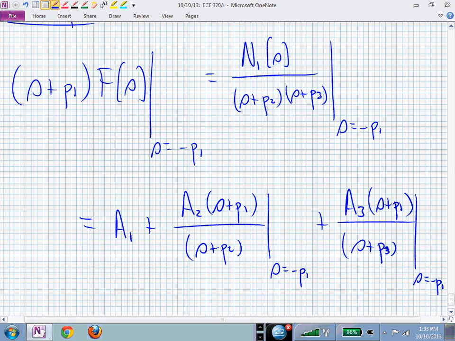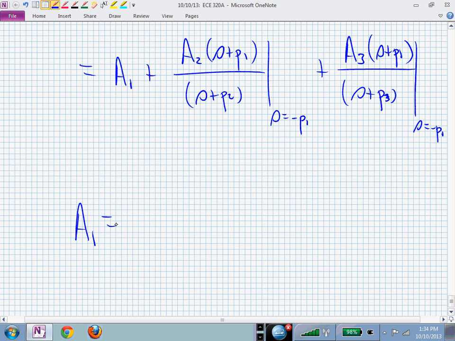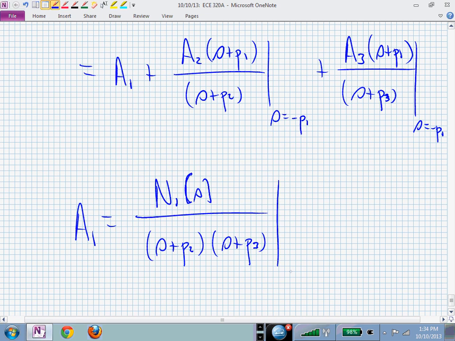And do you see what's going to happen to these last two terms? When I evaluate those at a value of s equal to minus p1, I'm forcing that numerator to 0, aren't I? So I don't have to worry about that, and that allows me to isolate the one coefficient that I was wanting, which was A sub 1. Meaning I can now find A sub 1 is equal to N sub 1 of s, the left-hand side, over s plus p sub 2, s plus p sub 3, all evaluated at s equal to minus p1.